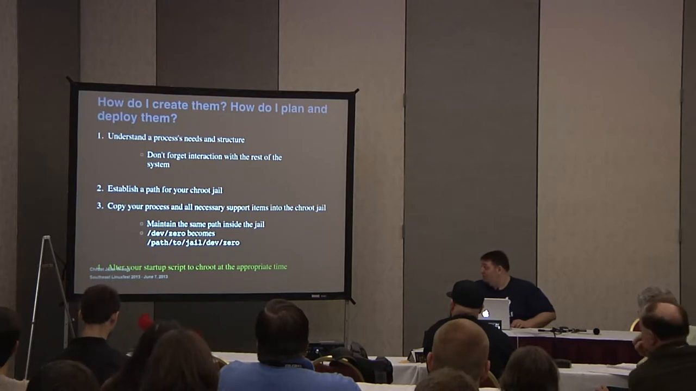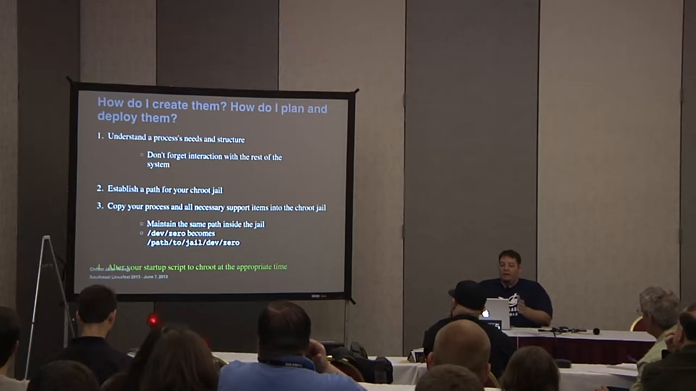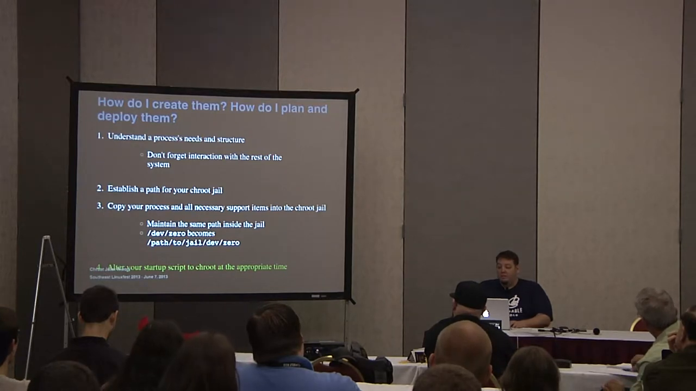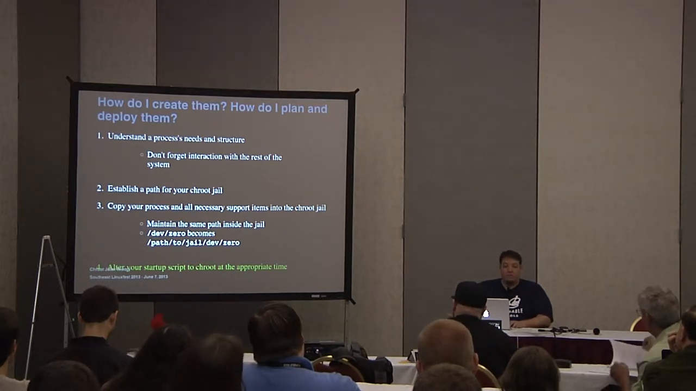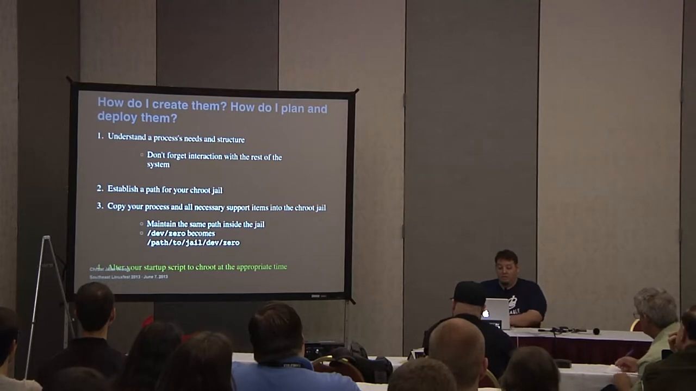Sorry, that's a little bit low down there. Now the last step here is after you've understood everything about the process, you've got all the pieces in place, now you need to tell your startup script for the process. I'm making an assumption here that we're chrooting a service. Now you have to tell the startup script to chroot. This is actually relatively easy depending on your distribution. In Ubuntu, there's the start-stop-daemon tool, I think. There's an actual chroot option in there. Let's see that.